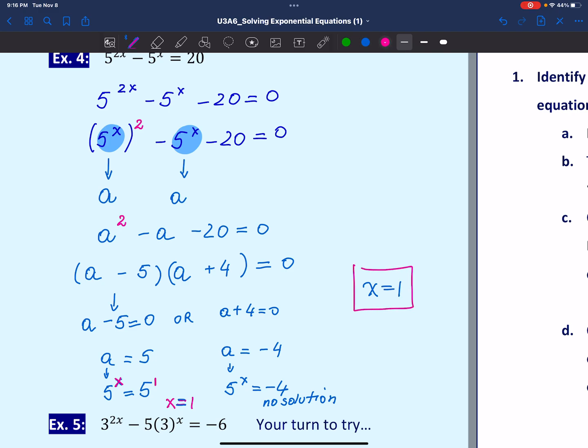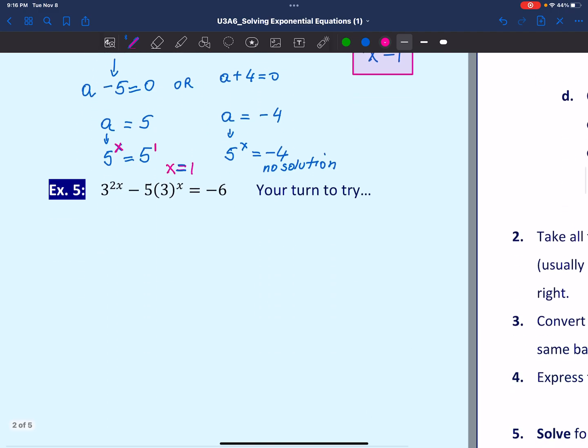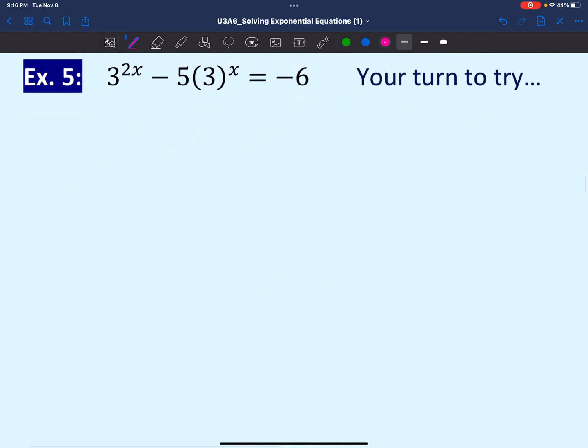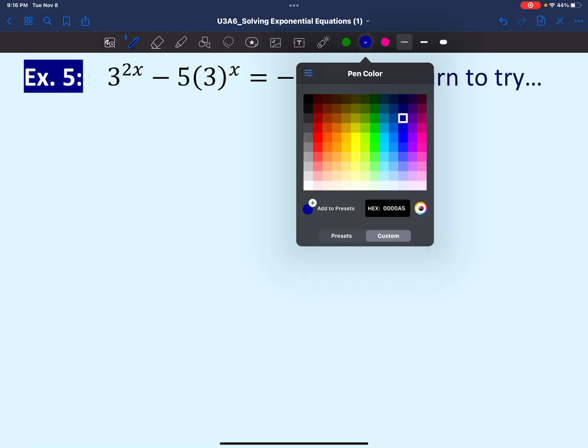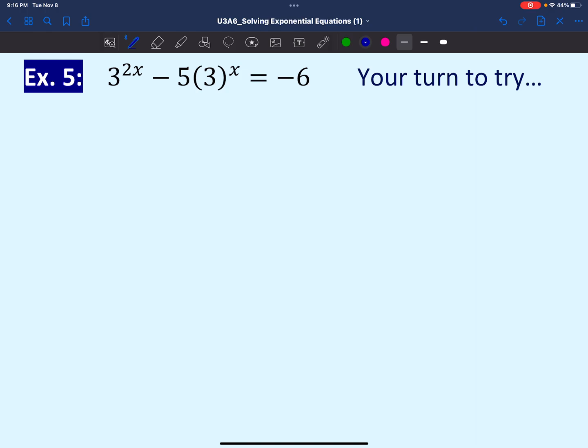Okay, so we're going to practice this strategy in the next example. So you can try this on your own, obviously, that's even better. So I will continue solving it. And we have, in this case, the base 3 to the power of 2x minus 5 times base 3 to the power of x, and that equals negative 6.